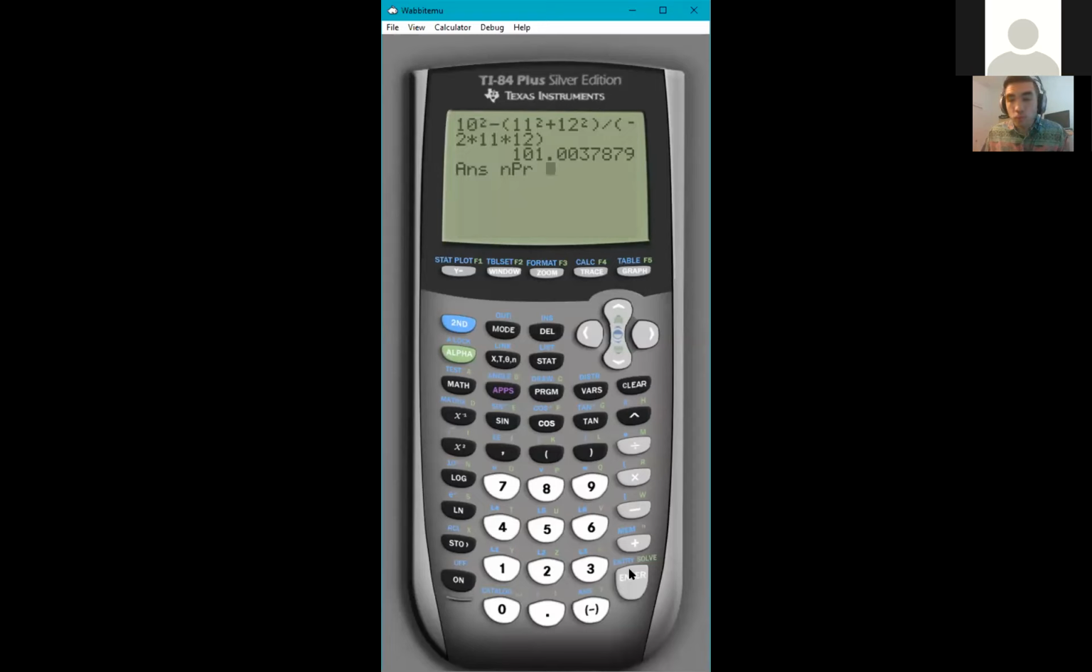Now, before you plug anything into nPr, nPr actually needs 2 digits in order to work. And so you need to first plug in 1 digit for n, select nPr, and then plug in your digit for r. So in this scenario, before I select it, I have to type in 23 because there's 23 students in the class that we're selecting from. Then I go to math, probability, nPr. And of those 23 students, we're building out unique teams of 3. I'm going to hit enter. And that also gives us back exactly 10,626.